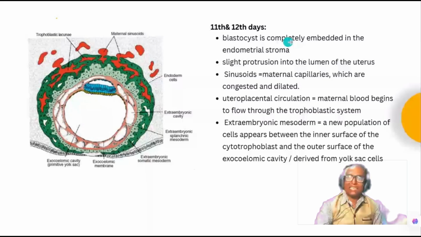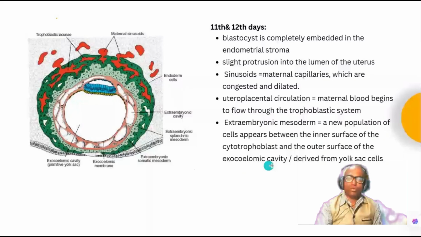There are sinusoids, or the maternal capillaries, which are congested and dilated. Then there is the establishment of the uteroplacental circulation. Maternal blood begins to flow through the trophoblastic system. The extraembryonic mesoderm, a new population of cells, appears between the inner surface of the cytotrophoblast and the outer surface of the exocoelomic cavity, derived from the yolk sac cells.